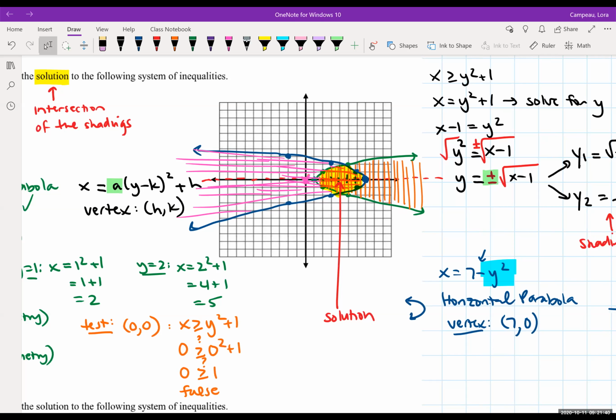Usually what you see if you were checking answers in the back of the textbook is they don't show you that the reason why we are picking the solution region is because you're taking the overlap. What they end up doing, let me see if I can show you, is that they actually erase all of the shading from the previous graphs. I'll do my best.